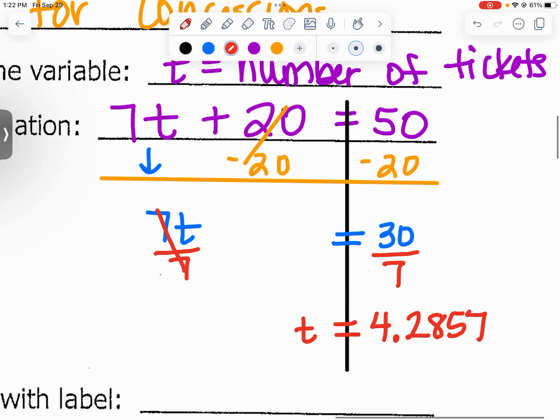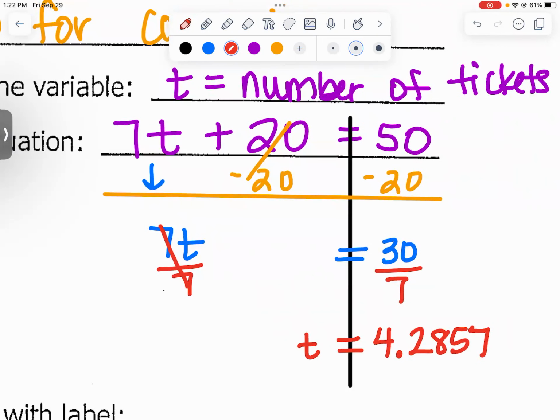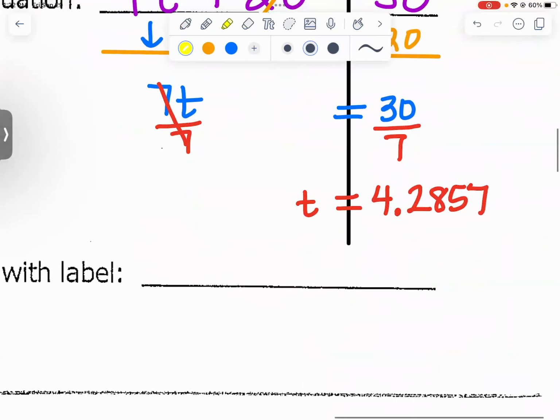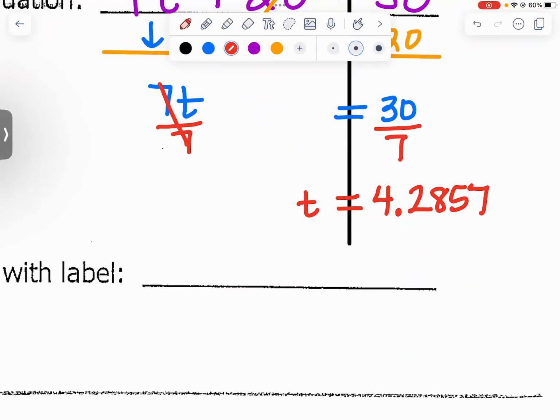What does T represent? T represents the number of tickets. Good thing I wrote it down because we might have been tricked that it represented something else. It would be 4 tickets because you can't have 0.2 of it. Okay, can we buy 0.2857 of a ticket? No. So we can only buy 4 tickets.